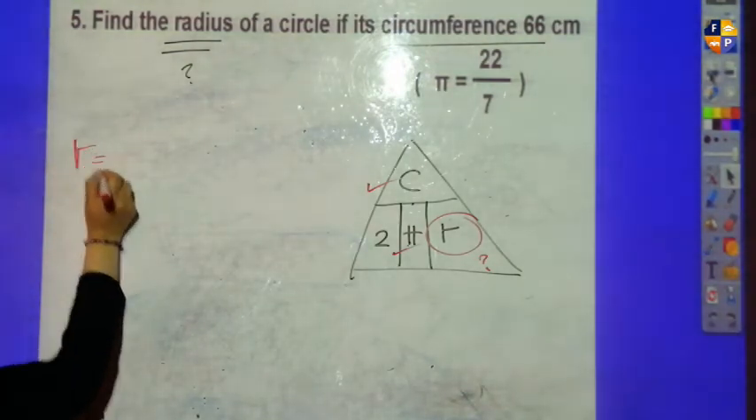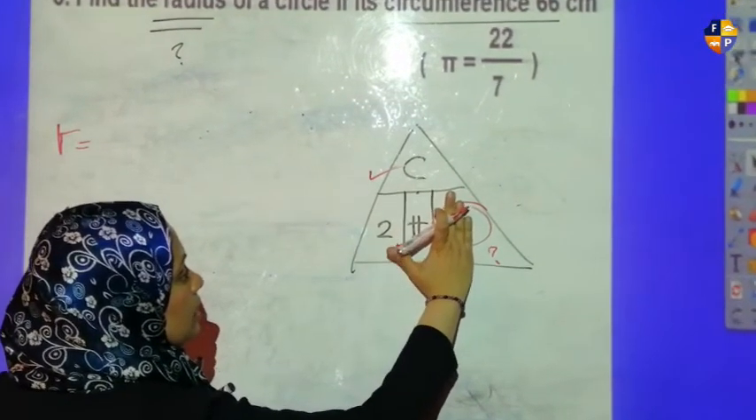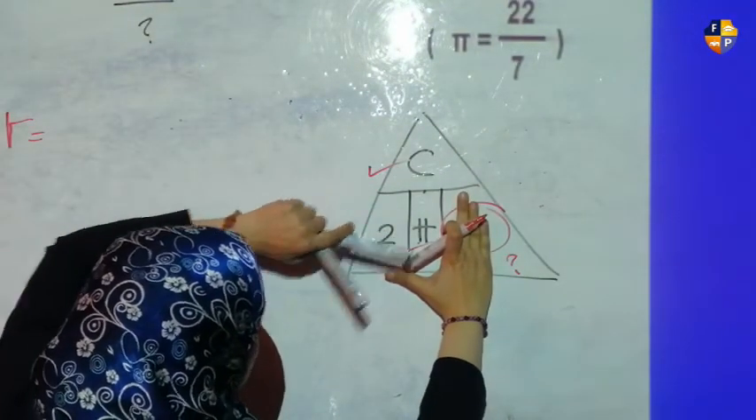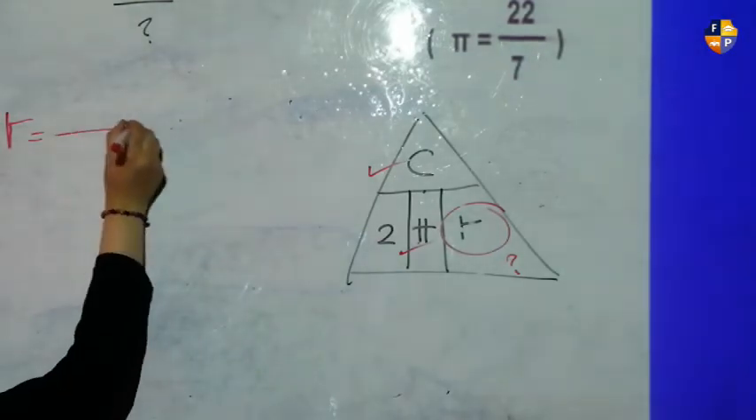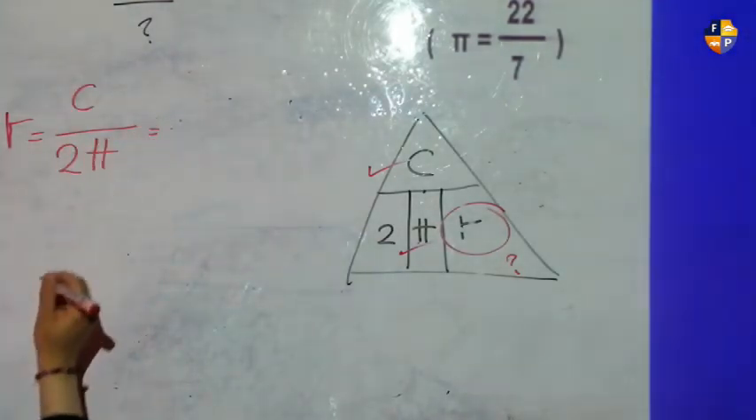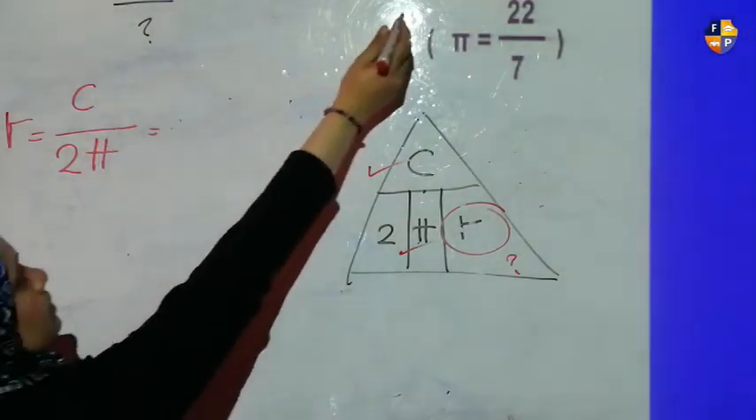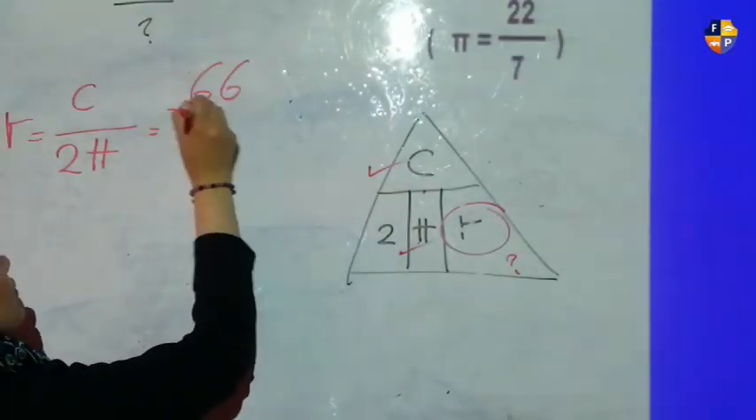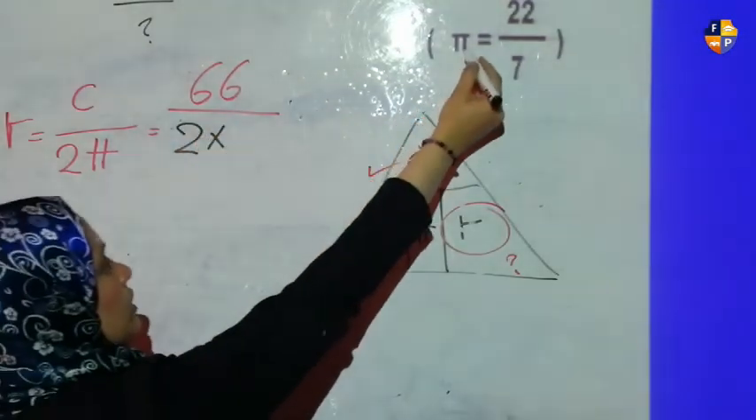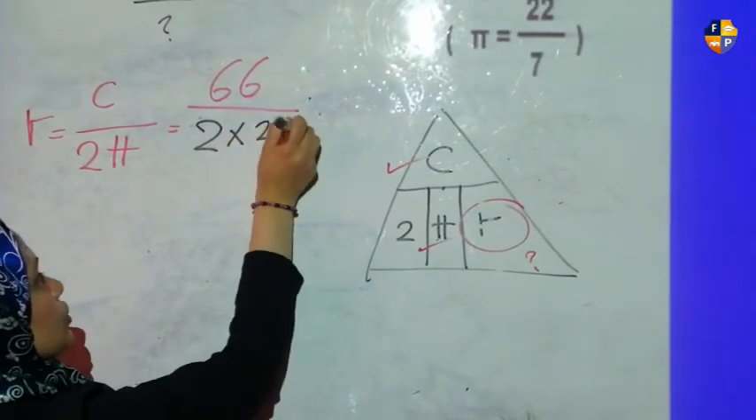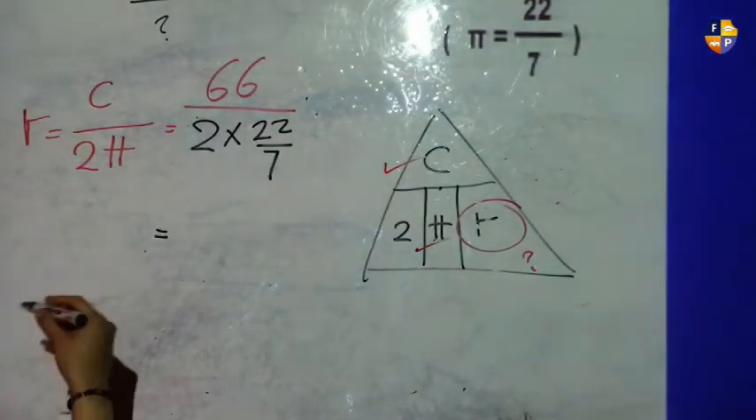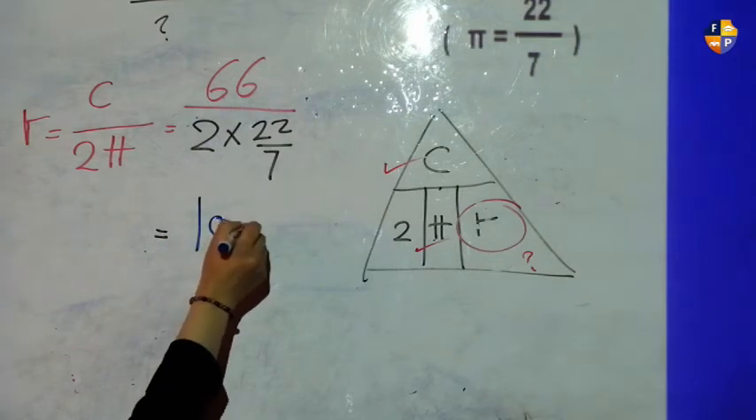So the radius equals what? Hide r with me. Can you guess what we should do? Circumference divided by 2 multiplied by pi. So it will be circumference over 2 pi. Circumference equals what? 66 divided by 2 times, what is pi here? 22 over 7. So the answer will be 10.5 centimeters.